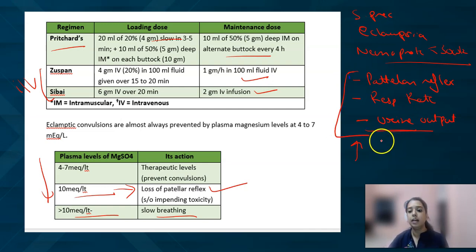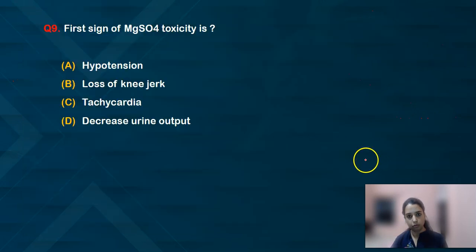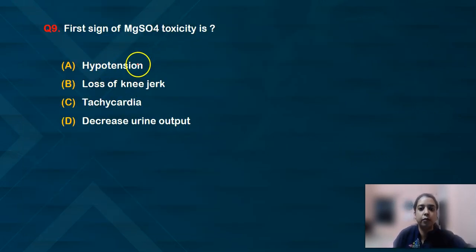And how do you treat? You treat using calcium gluconate or calcium chloride, 1 gram. First stop the magnesium sulfate and give calcium gluconate or calcium chloride. So let's go back to the question: first sign of toxicity. Hypotension is not caused by magnesium sulfate; it is not an antihypertensive at all. It is loss of knee jerk. Tachycardia, no. Decrease in urine output, no.